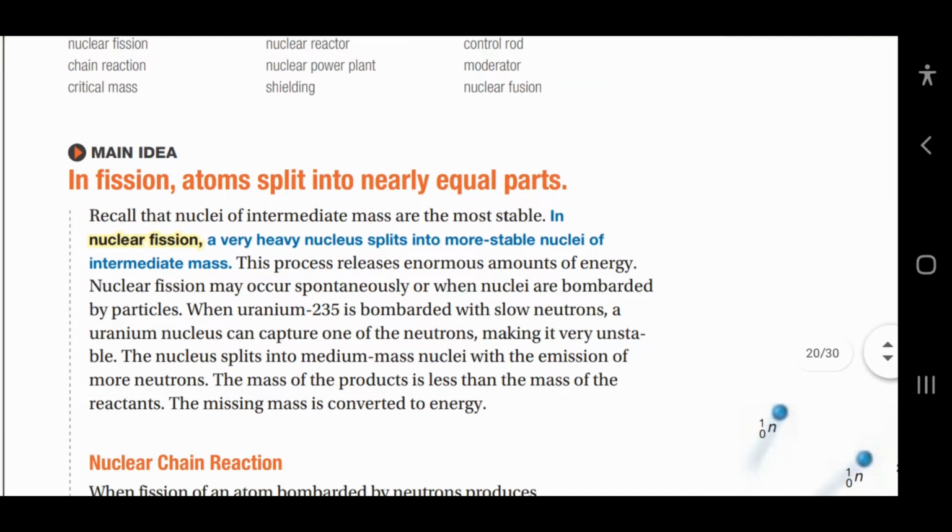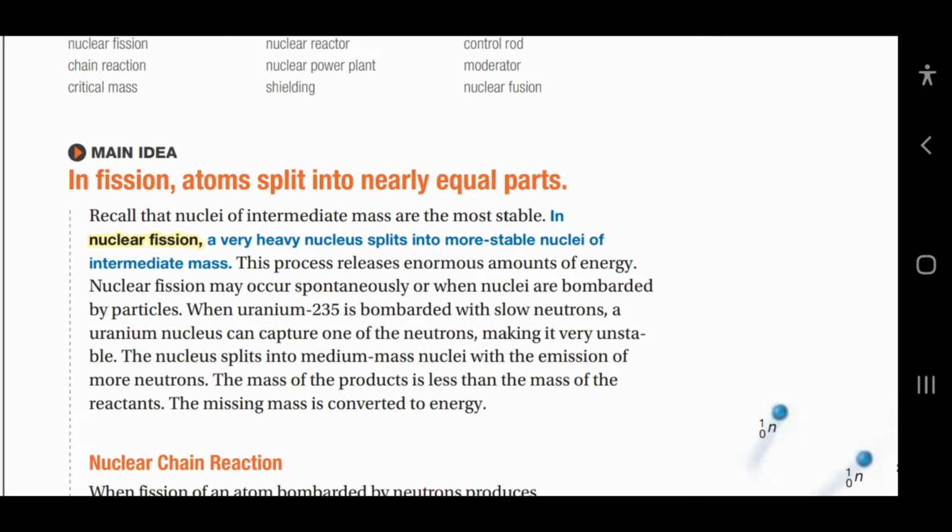We will start with nuclear fission, which is when a very heavy nucleus splits into more stable nuclei of intermediate mass, which means here we are splitting a heavy atom into lighter atoms. And actually this process releases a huge amount of energy, and it could happen spontaneously or artificially by bombarding the atom with neutrons or particles.